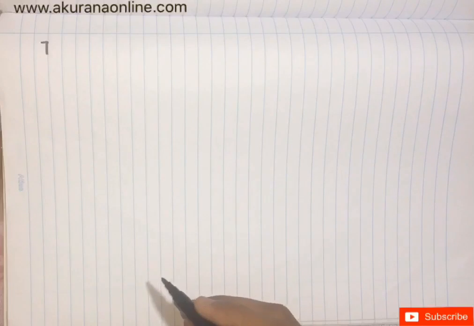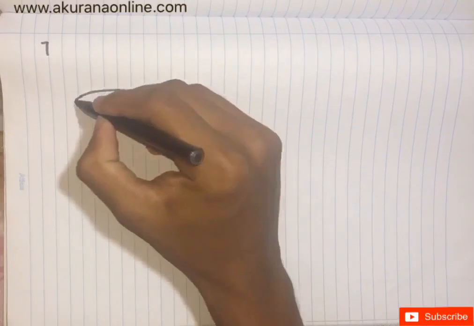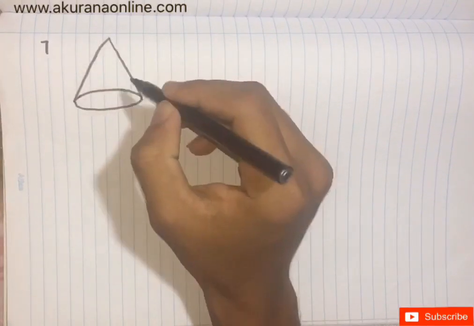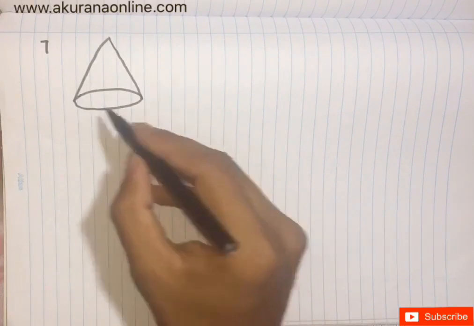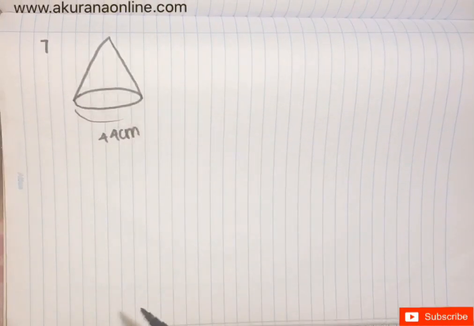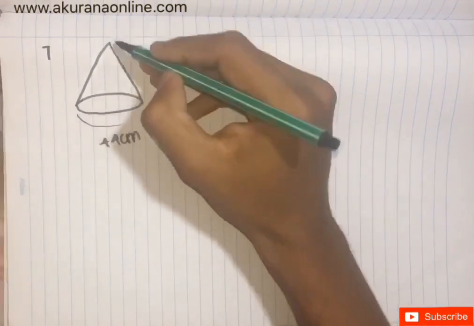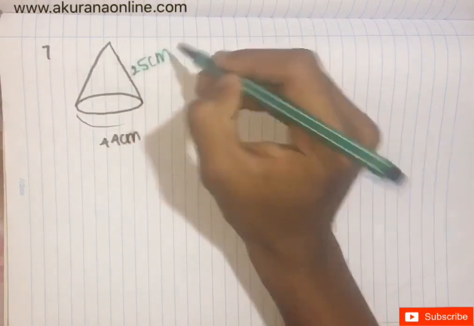Okay, let us solve one question from that. The circumference of the base of a right circular cone is 44 centimeters. Let me draw a diagram. This is a cone. This total is equal to 44 centimeters, and its slant height is 25 centimeters. Here the normal height is not given, but the slant height is given as 25 centimeters.